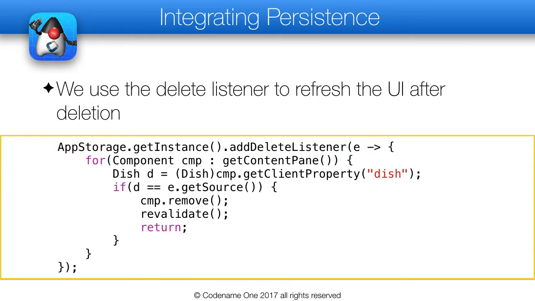As I mentioned before, the dish list form needs to detect the deletion of a dish so it can remove it from the UI. We do this by binding the delete listener and removing the element.